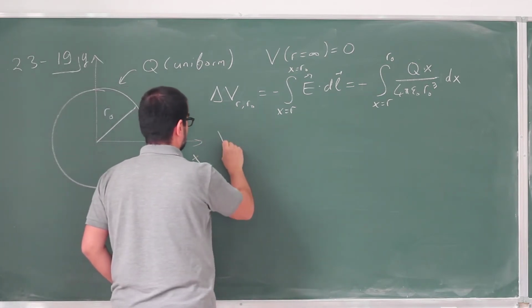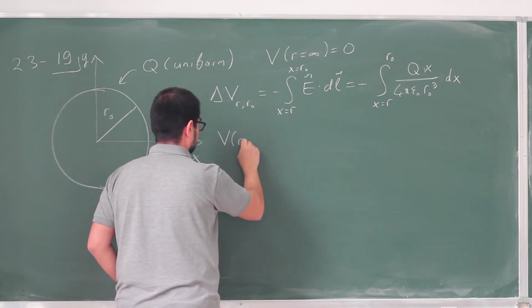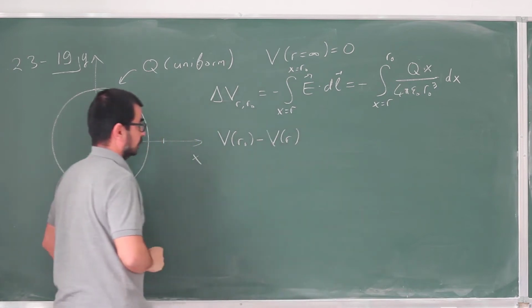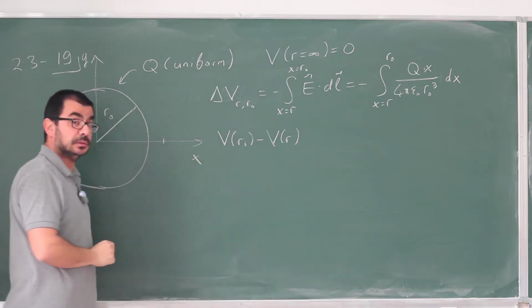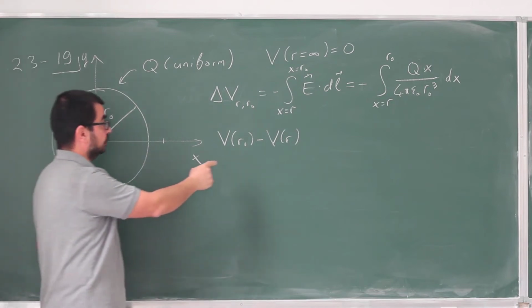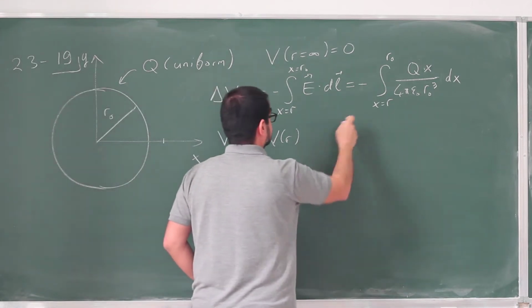This is going to be our potential at R0 minus our potential at R, which is what we are looking for. We already know this. We already calculated this in the previous part. And so we can just solve for this one. So let's take this integral.